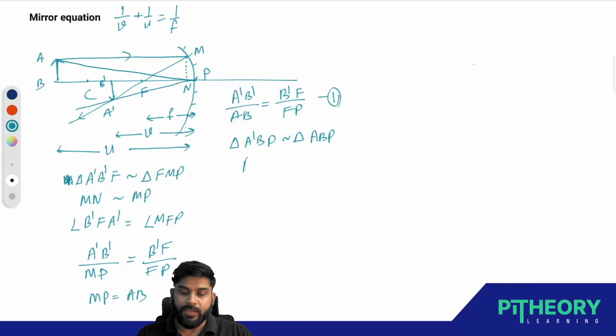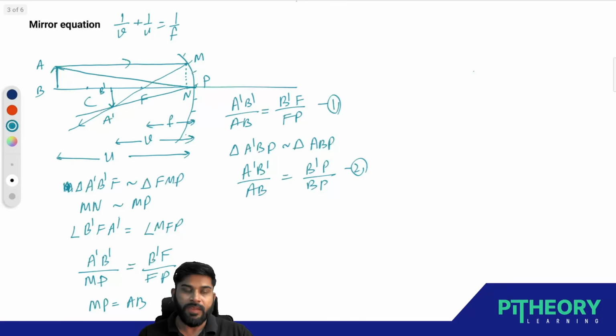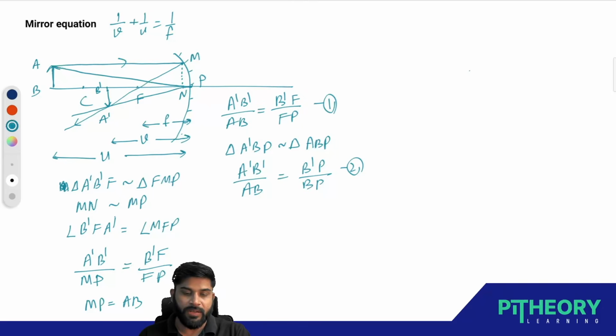So again, for this you can write A dash B dash divided by AB, corresponding sides. That will be equal to B dash P divided by BP. So when you consider equation number one and two, if you equate, the left hand sides are same. So very clearly you can write B dash F divided by FP. What is that equal to? B dash P divided by BP.